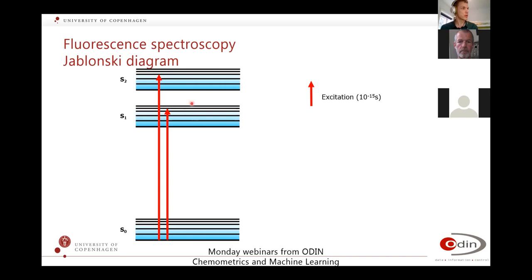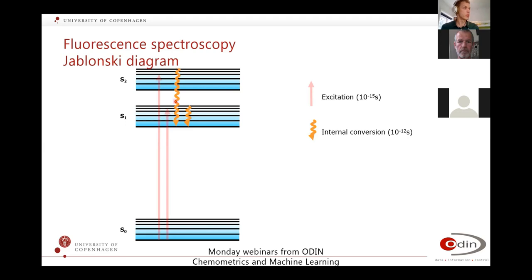All these other black lines in between here, they are what we call vibrational states. And this is what you normally would start looking at when you do, for example, IR or Raman spectroscopy. But then you would normally be looking down here at this level and not between the two. And what I've stated up here is that this excitation, well, it's not instantaneous, but it happens on a femtosecond scale, so 10 to the power of minus 15 seconds. This is what happens to a fluorophore when light hits it.